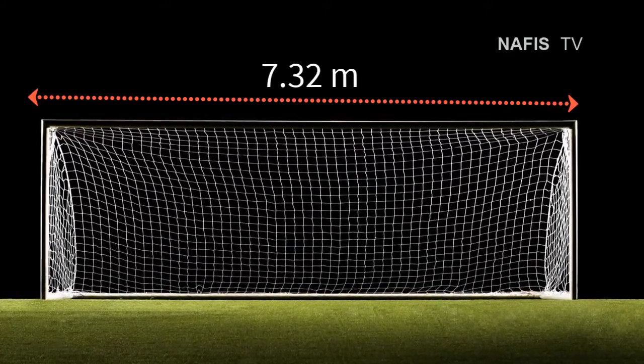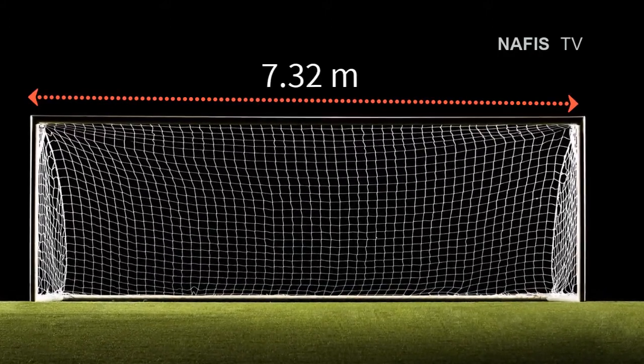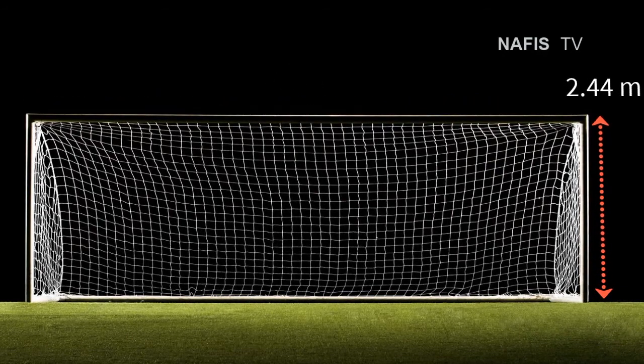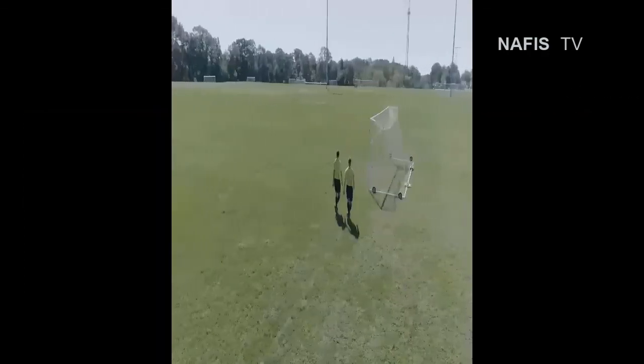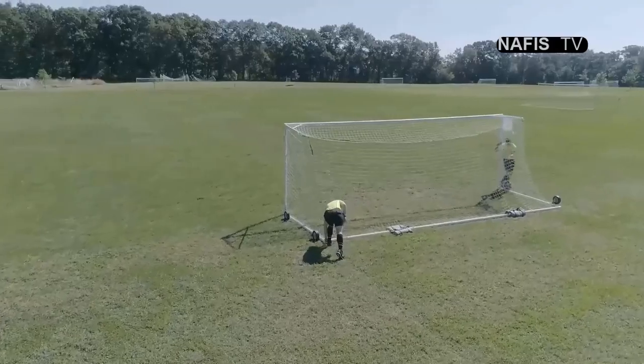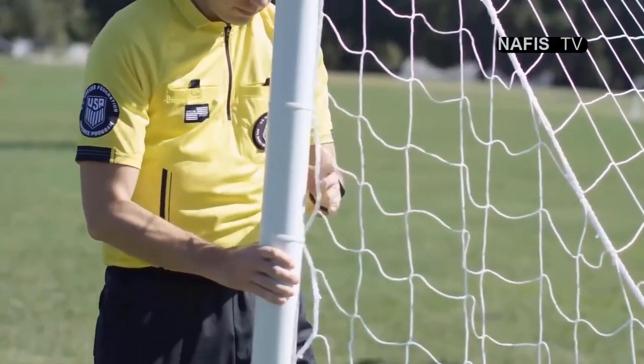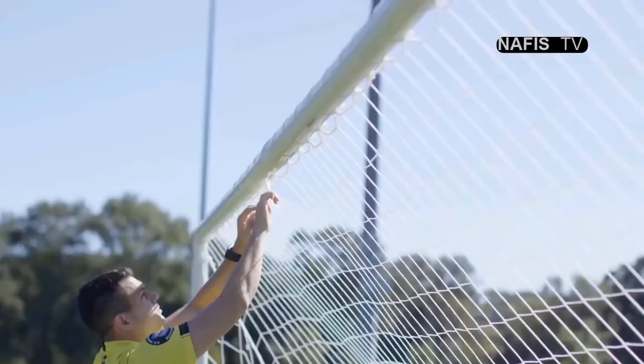The distance between the inside of the posts is 7.32 meters, and the distance from the lower edge of the crossbar to the ground is 2.44 meters. Nets may be attached to the goals and the ground behind the goal. They must be properly supported and must not interfere with the goalkeeper.